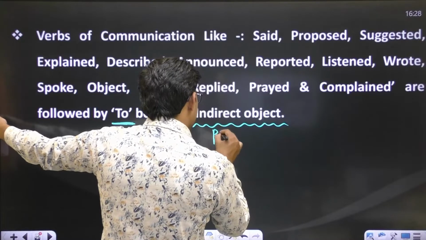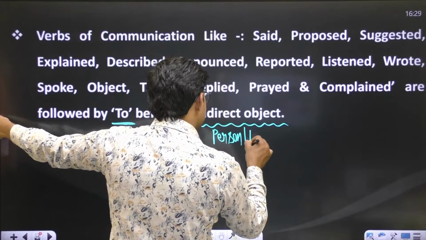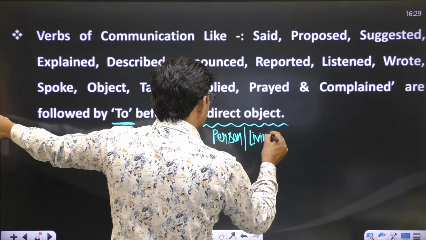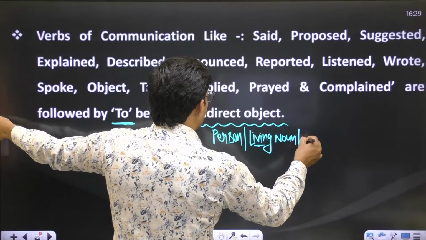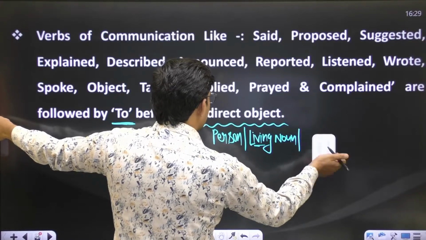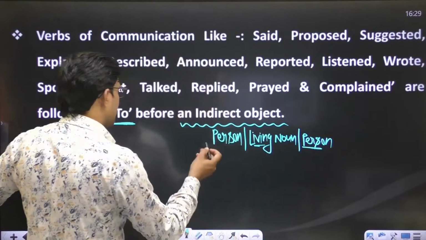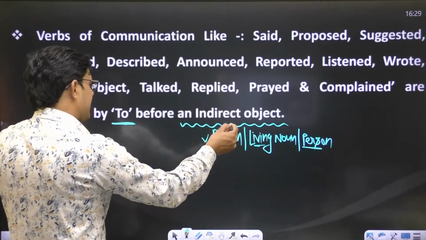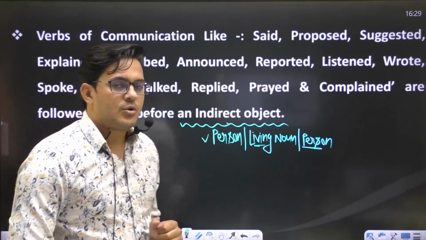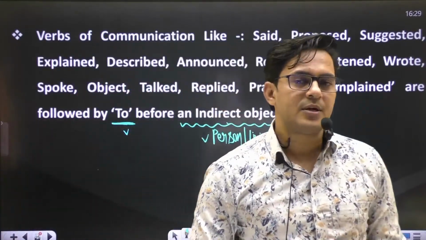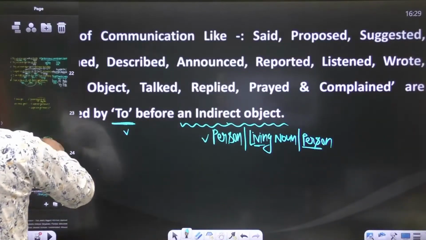An indirect object is what? That denotes a person, or you can say a living noun or pronoun. An object which denotes a living noun or pronoun, or you can say which denotes persons, that is an indirect object. So in the case of an indirect object, these verbs demand the preposition to. This is the concept actually, right? So let us move to the next sentence.